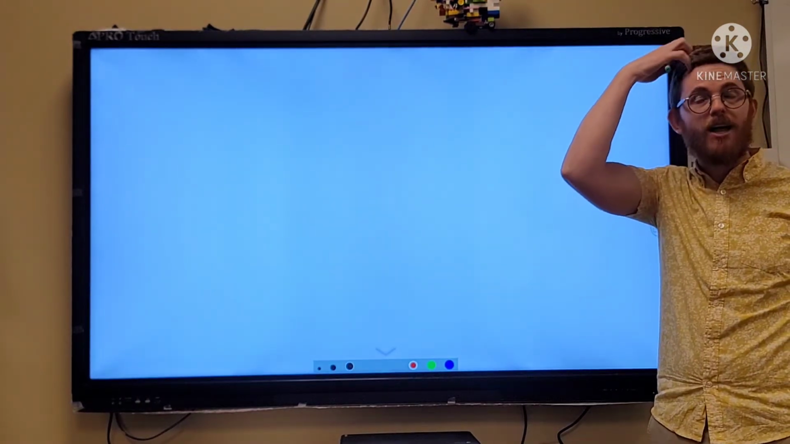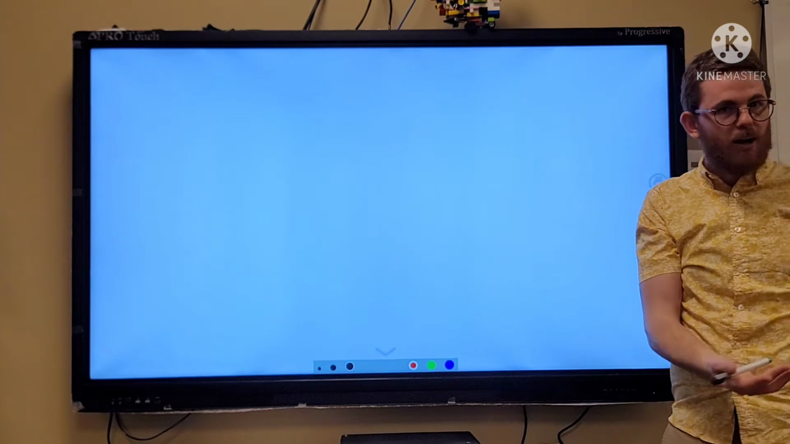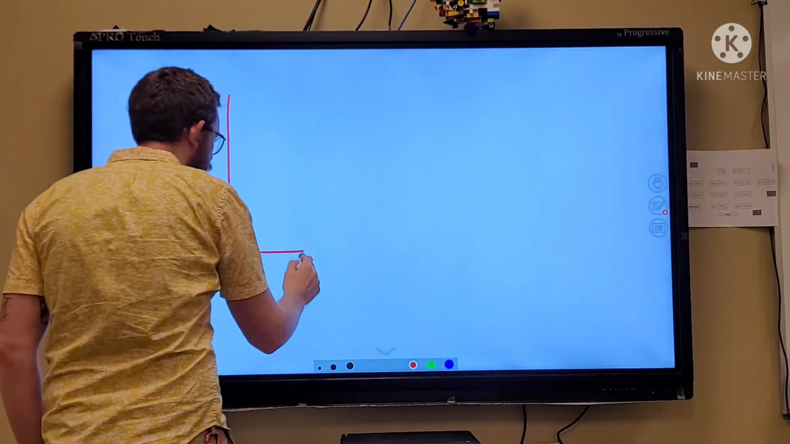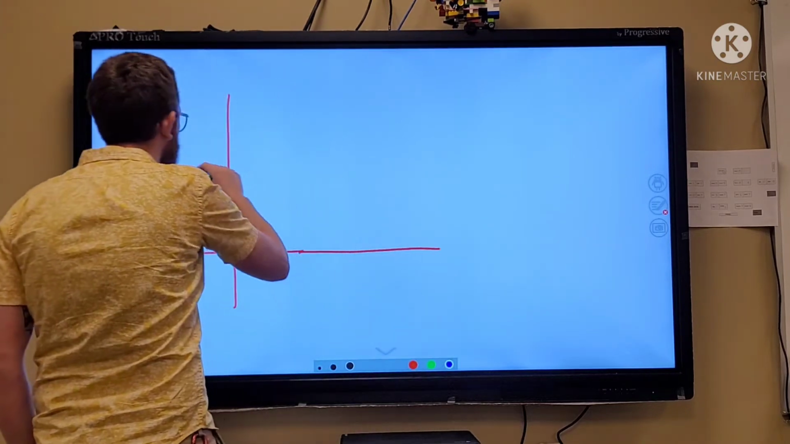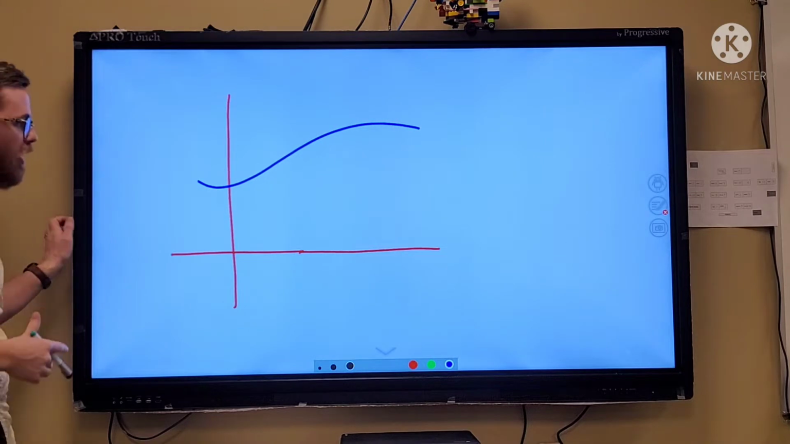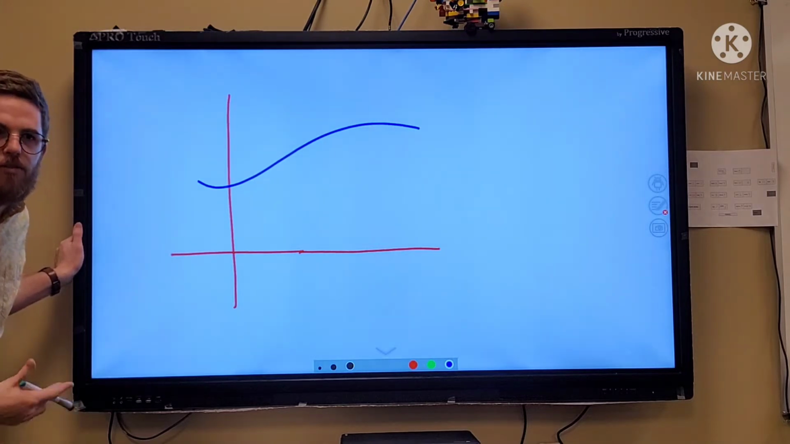All right, so let's explore some random functions. So here's my random function graph. Let's just think about exploring one of these functions here.